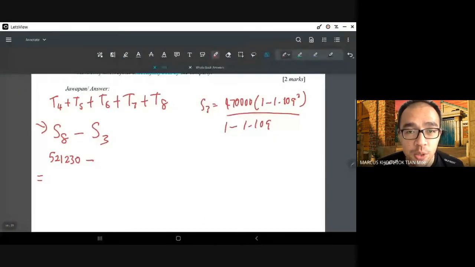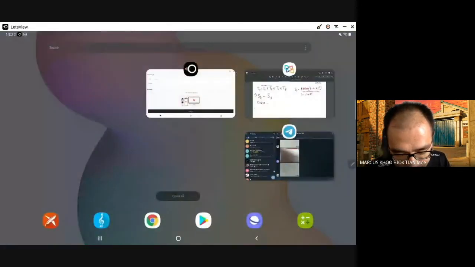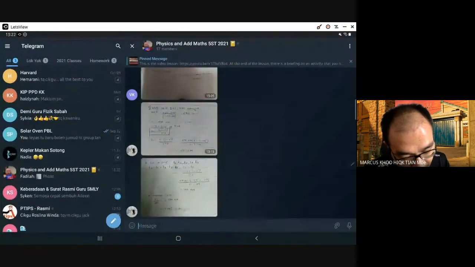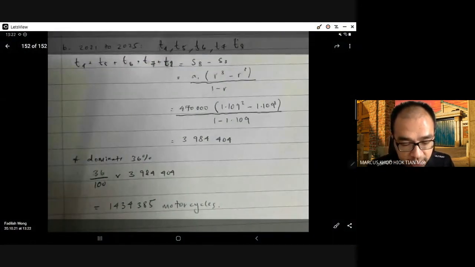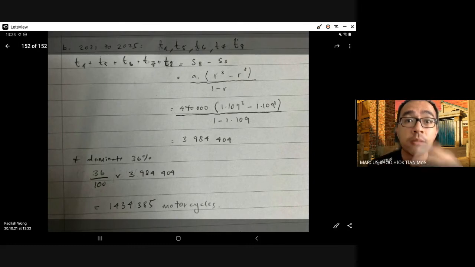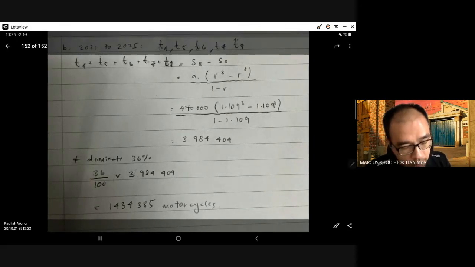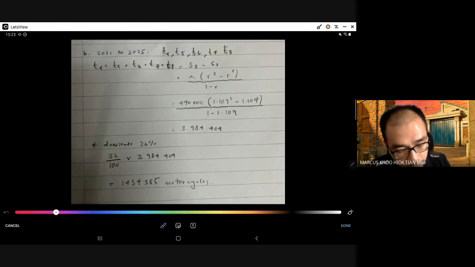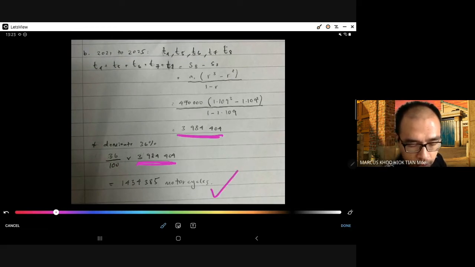Fadila is sending a photo. Okay, let's look at Fadila's photo. This is the time where we shouldn't be thinking about mistakes. Okay, so 3984404 is the number of motorcycles sold in those 4 years. But Yamaha dominates 36%, so you just calculate 36% of this total. Therefore you get 1,434,385 motorcycles, which I think is the correct answer.